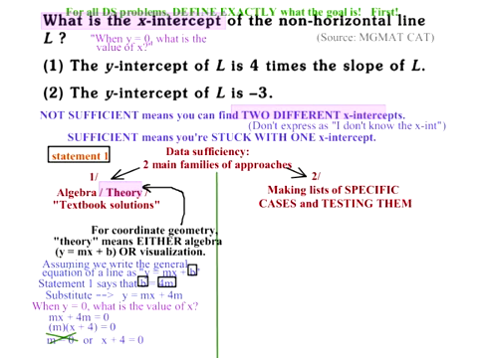Oh, hey, look at that. Looks like we've got one value of x. We are stuck with it. We are stuck with a single x-intercept. So that's sufficient. Sufficient!